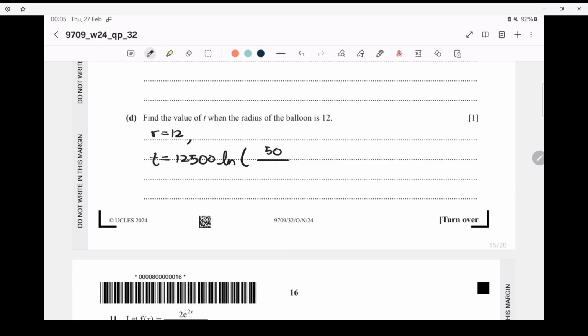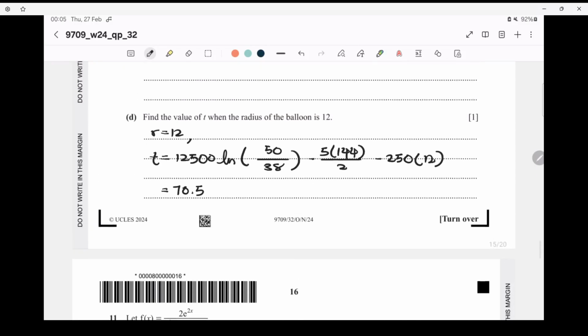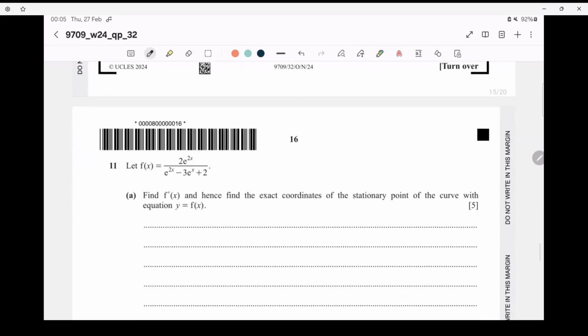So 50 minus 12, that is 38, minus 5 times 144 over 2, minus 250 multiplied by 12. The solution will be 70.5. There's no limit stated, so you just leave it like that.